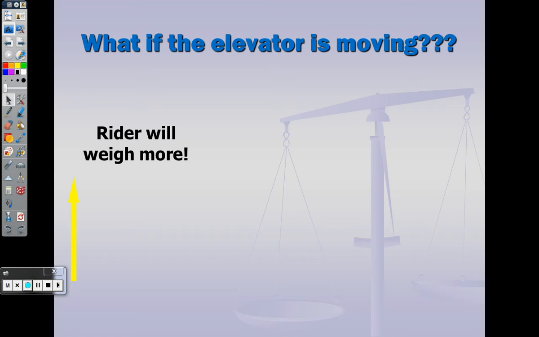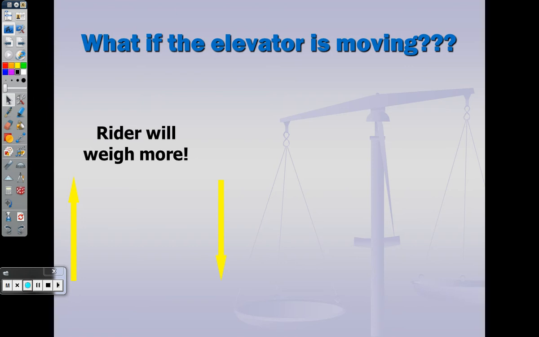Because you have to take the acceleration of the elevator and add it to your acceleration of gravity. So you're no longer going 10 meters per second, or pardon me, 10 meters per second squared gravity, but you're going that plus your acceleration upwards, right? And then you're going to take that and multiply it by your mass.